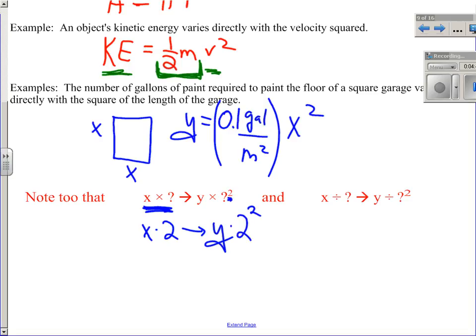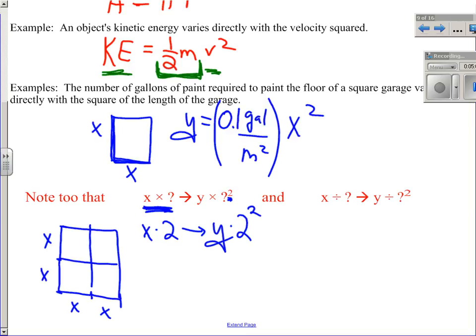Because check it out. If I double my X on my garage, then there's X for one dimension, and then my other dimension goes this way. So there's my garage. Let's finish the square. Notice what happened. My original garage had an area of A. My new garage has an area of A times 4, doesn't it? Times 2 squared.